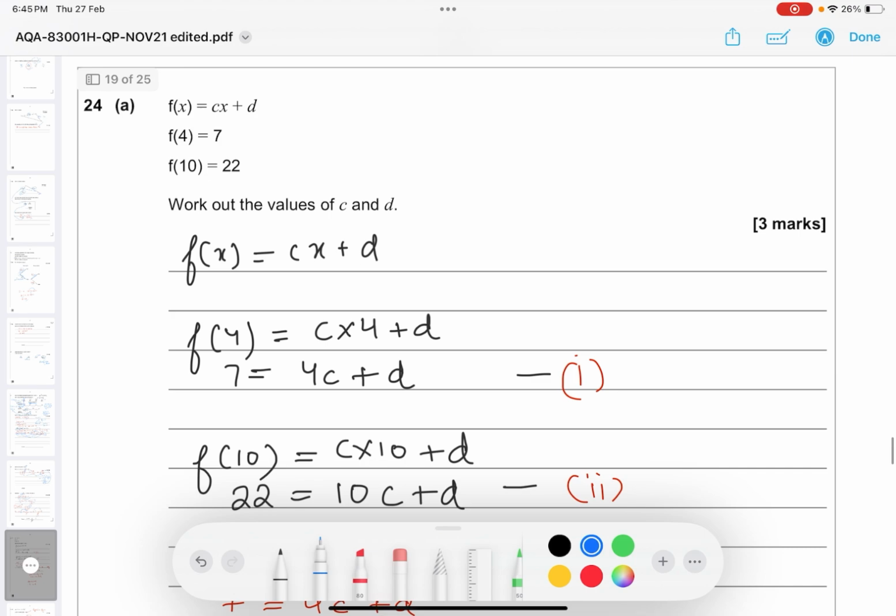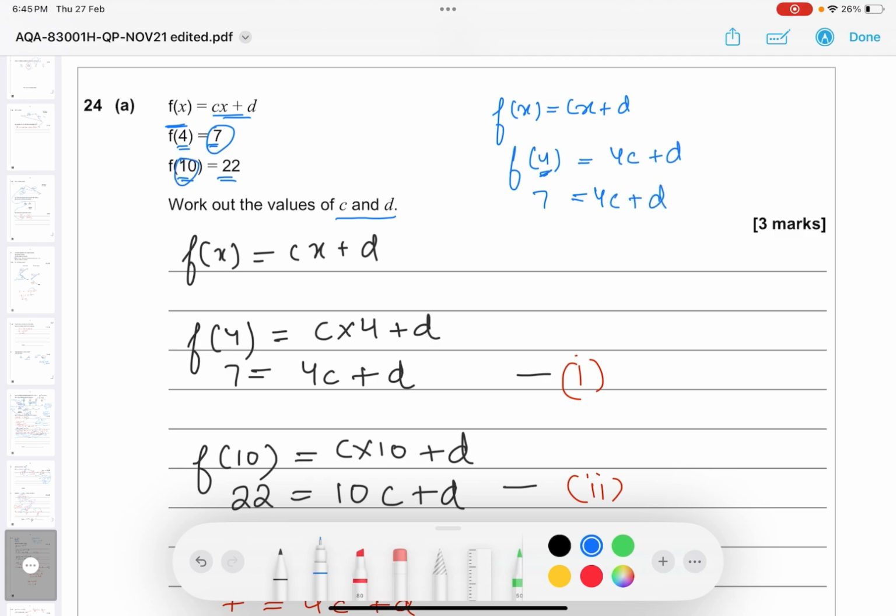Let us move on to the next question. f(x) equals cx plus d. f(4) equals 7, f(10) equals 22. Work out the values of c and d. So we know that f(x) equals cx plus d. If I replace this x by 4, which is given, I will get 4 times c plus d, and the value of f(4) is already given, so 7 equals 4c plus d. The same case for 10.